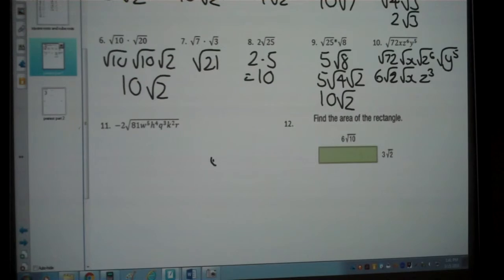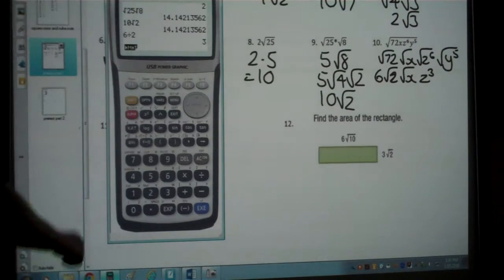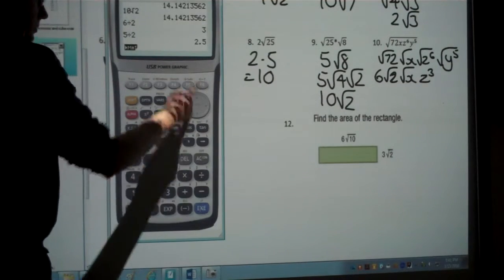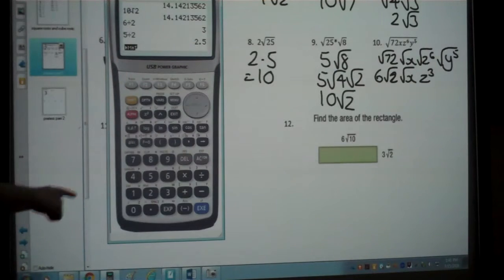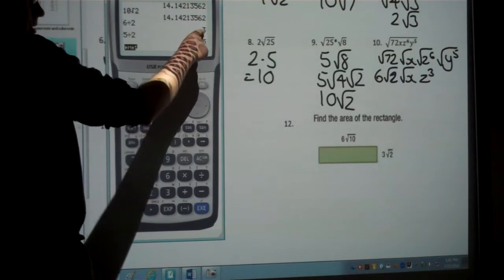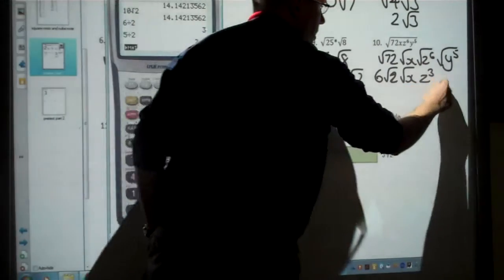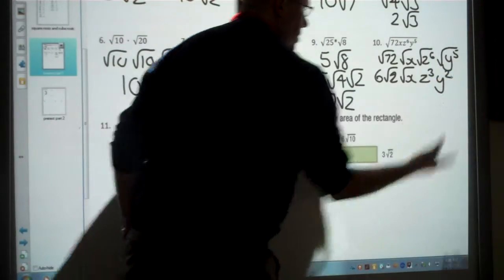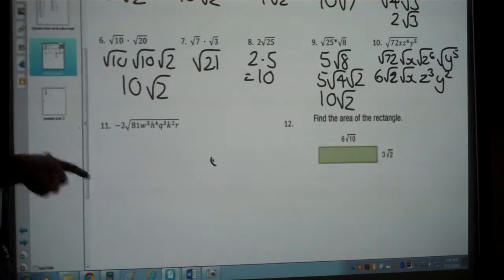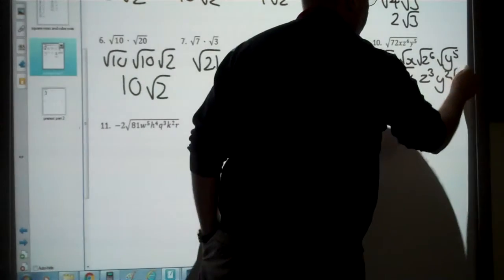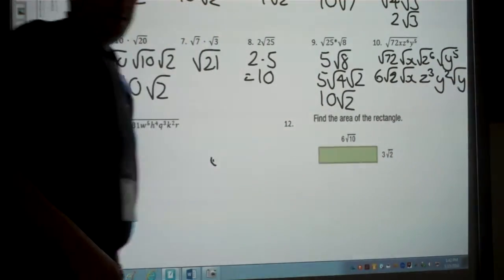Now y to the 5, you can't perfectly half it. So 5 divided by 2, you can see here we have a decimal. So like I did with the previous one, I'm going to take the number in front of the decimal. So y to the power of 2, because it says 2.5. And then any remainder, I'm just going to put the square root of whatever that letter was.